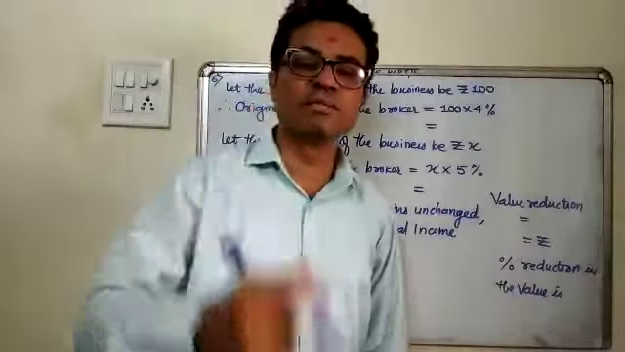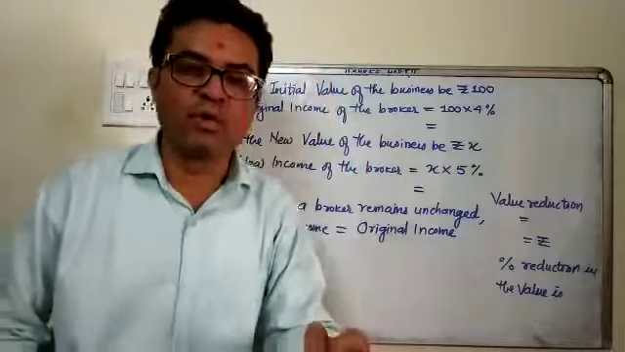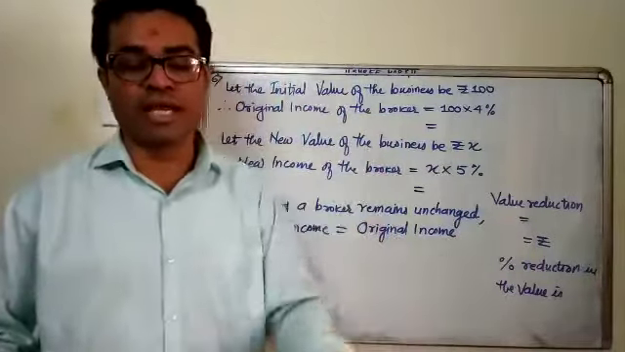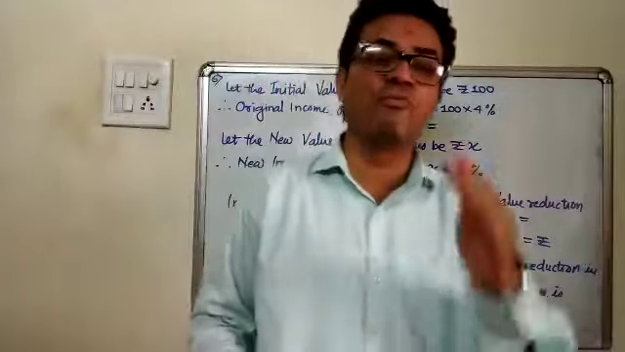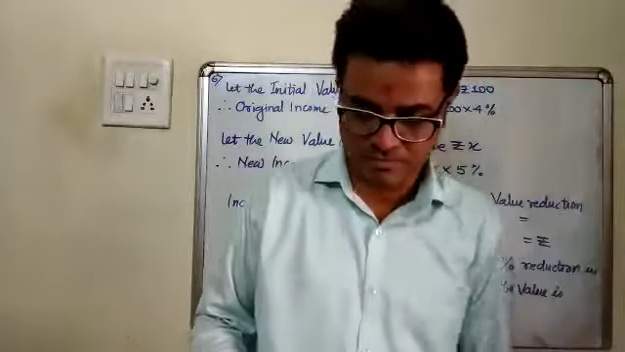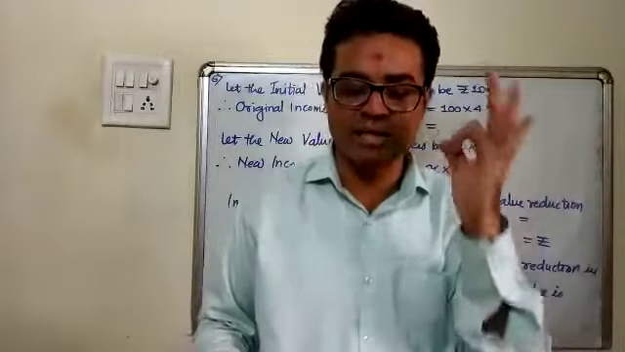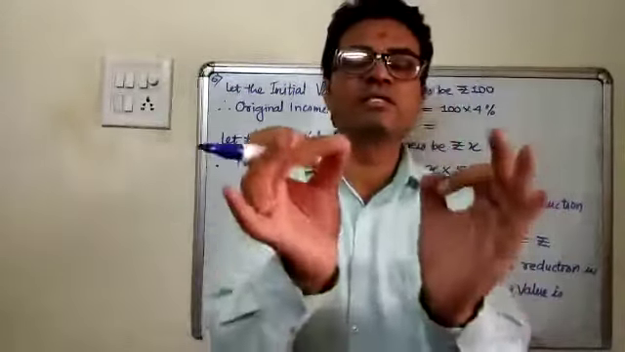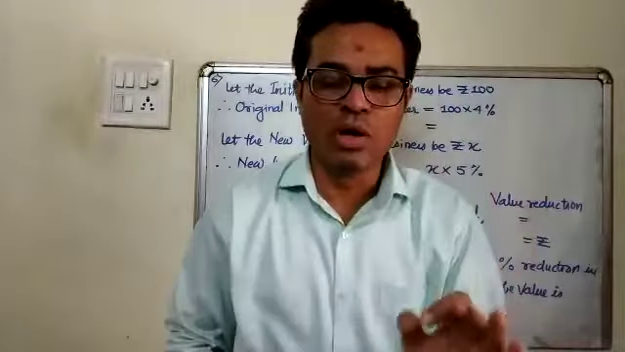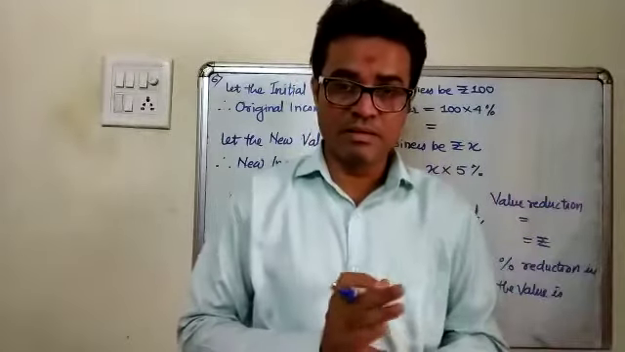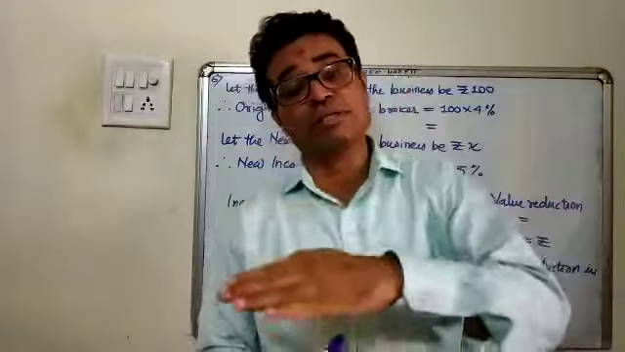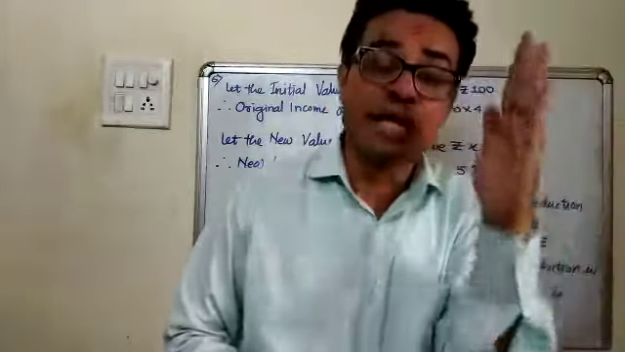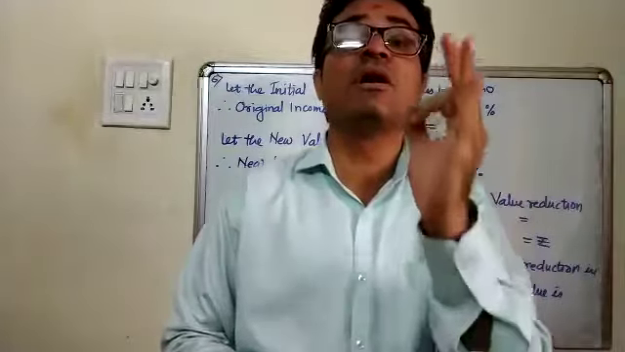Now your question number 6. The income of a broker remains unchanged though the rate of commission is increased from 4% to 5%. Find the percentage reduction in the value of the business. So in this question, no amount is given, but the rate of commission is increased from 4% to 5%. Then also income remains unchanged.